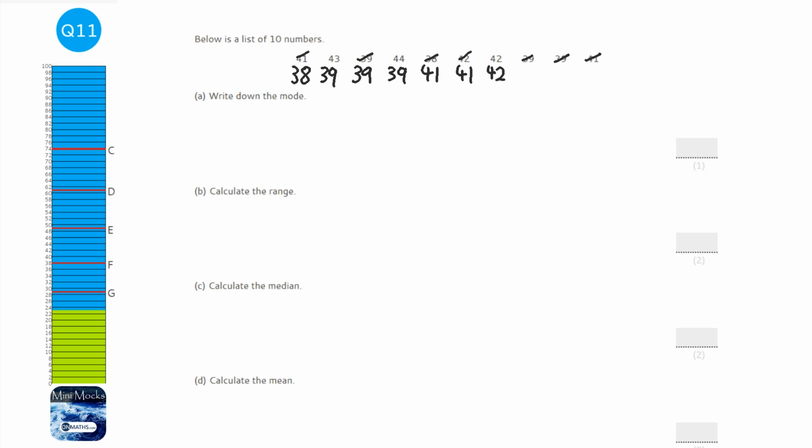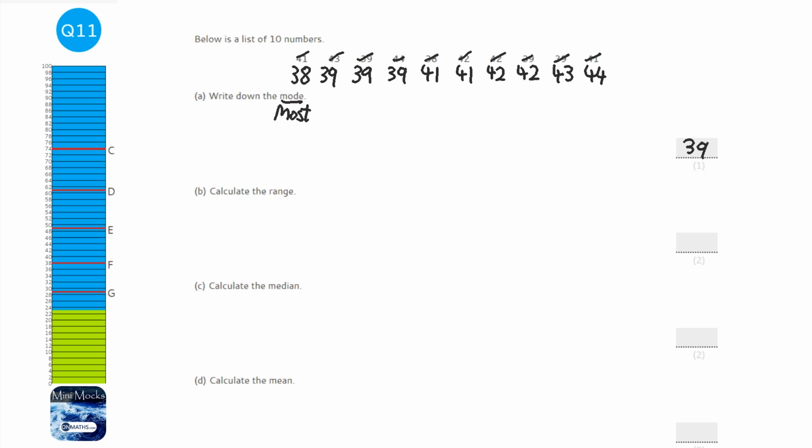So 42, 43, 44. Now the mode means most. Okay, if you just remember that, mode most, it's pretty much the same word. So what came up the most? Well, if you have a look, there are 3 39s there, and there's 2 42s, 2 41s. So 39 came up the most.